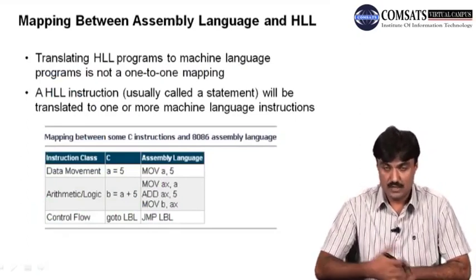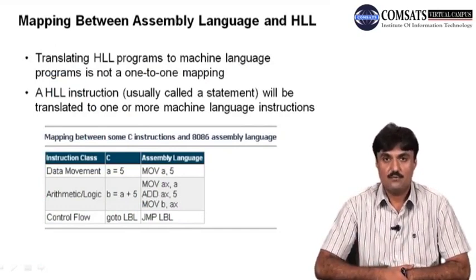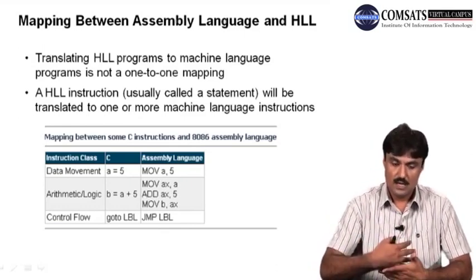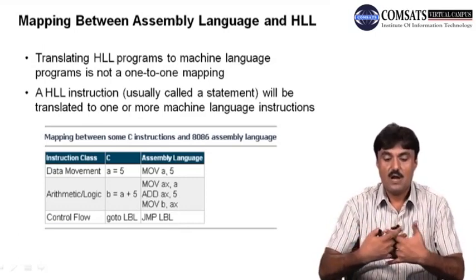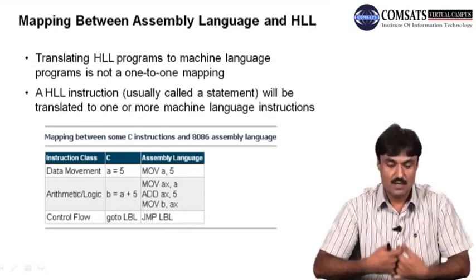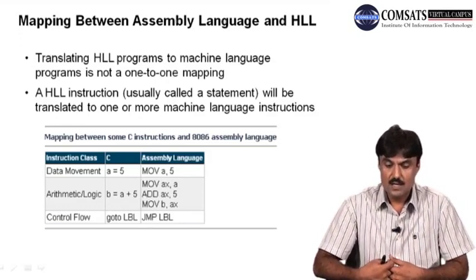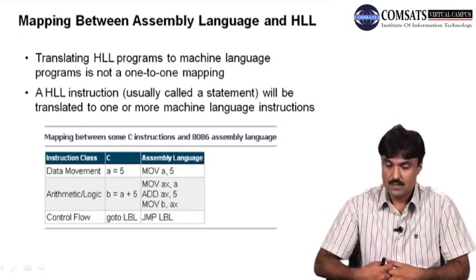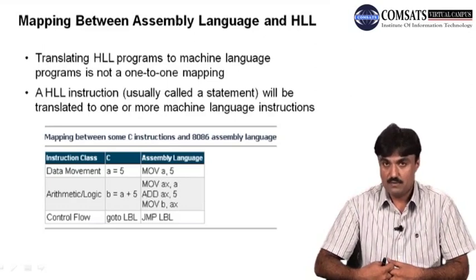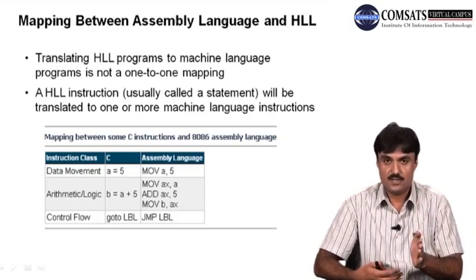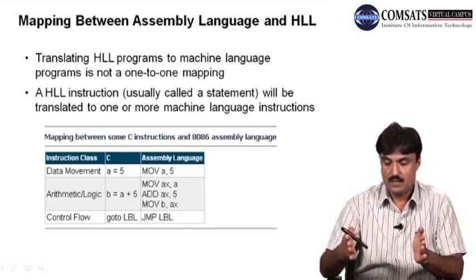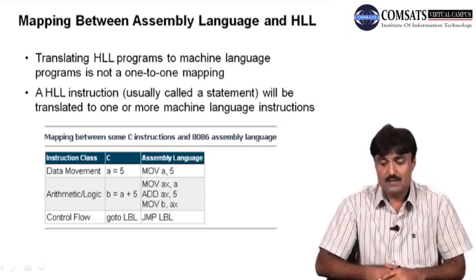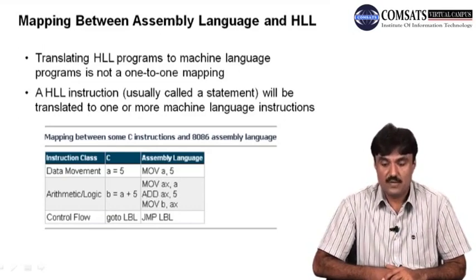So there's a mapping. As in the previous slide, we have seen how we can convert high-level language into the assembly language. So there is a mapping between high-level language and the assembly language. Translating high-level language programs to machine language programs is not a one-to-one mapping. As in the previous slide we have seen, each assembly language instruction has its corresponding machine language instruction. But here in high-level languages, it's not one-to-one mapping.